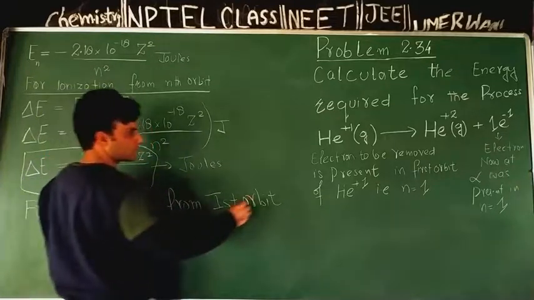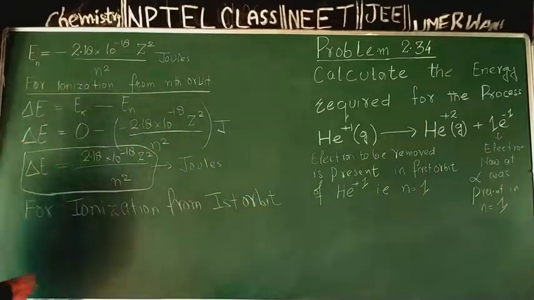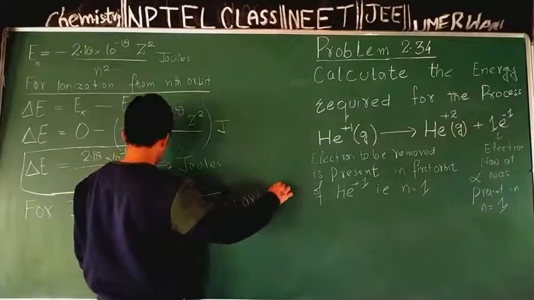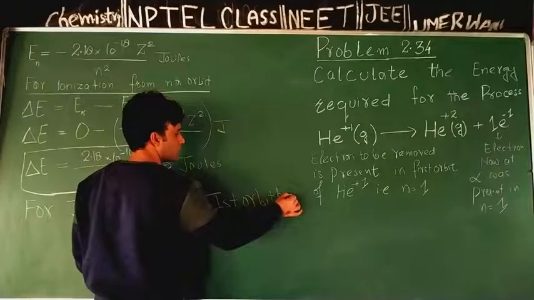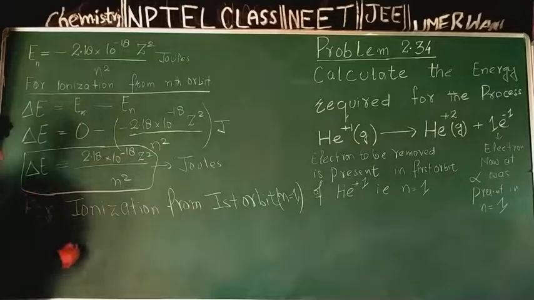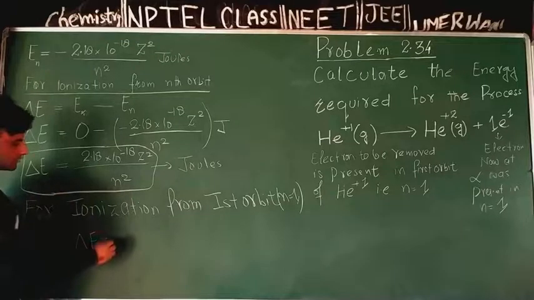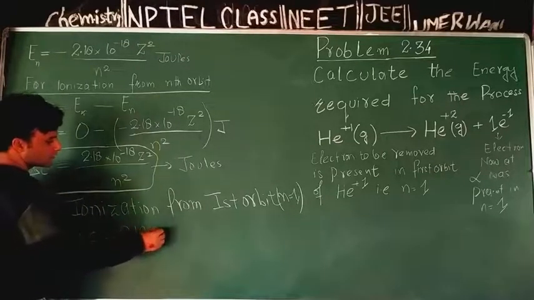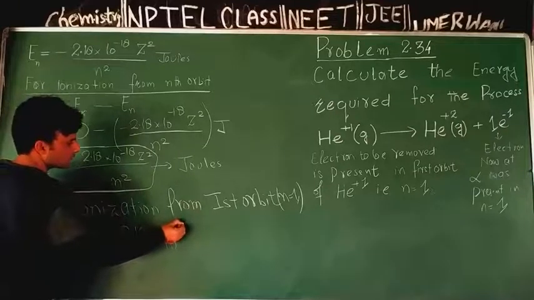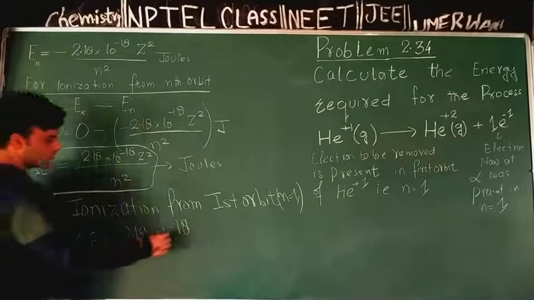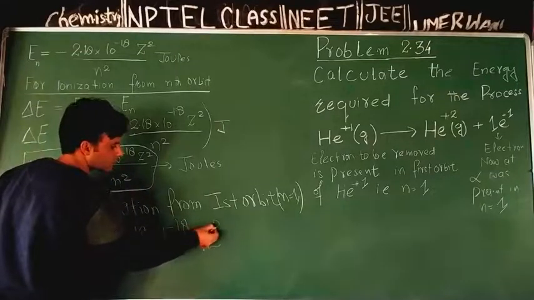For ionization from the first orbit, I need to substitute n is equal to 1. On the basis of this equation, ionization energy will be equal to 2.18 into 10 to the power minus 18. N is 1, 1 square is 1, so I will get this equation.